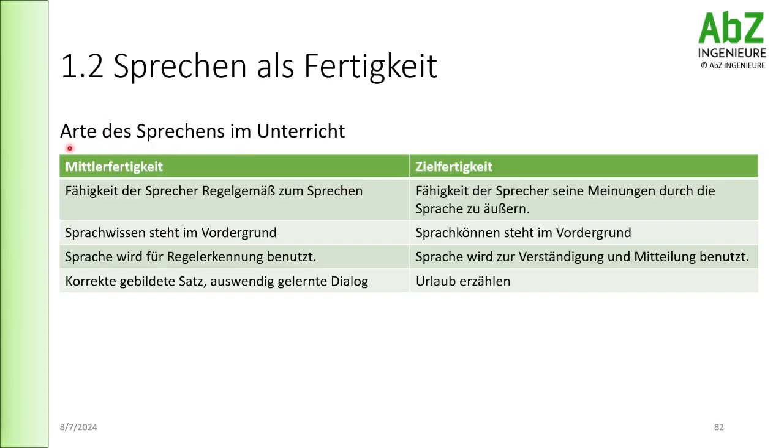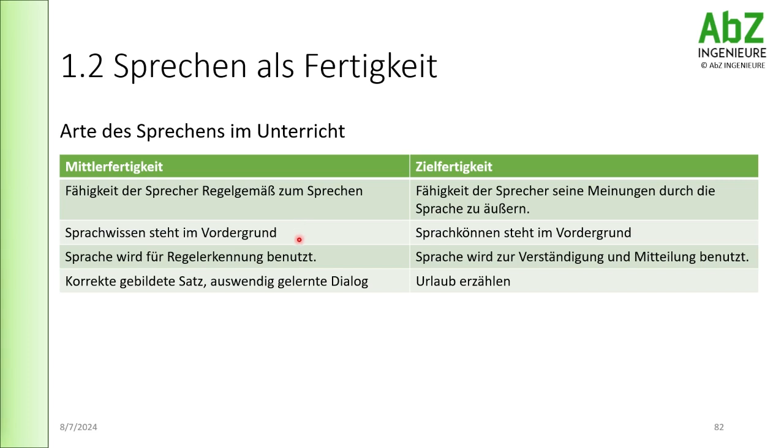Next we move on to Art des Sprechens. How does speaking actually take place in Unterricht? You have two types. One is mittlere Fertigkeit. The other one is Zielfertigkeit. In mittlere Fertigkeit, this is the capability of the student to speak regularly in the foreign language. This is basically repetition of the rules, giving a particular answer, etc. In Zielfertigkeit, it is a medium for communication. The student or the speaker will try to express his opinions through the language.